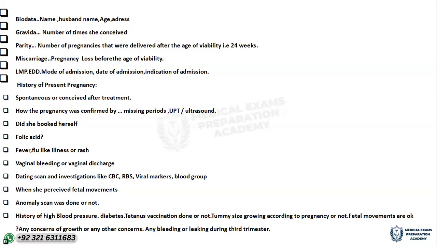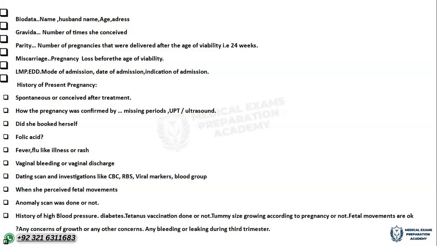She perceived fetal movement for the first time by the end of the 5th month of pregnancy. And her anomaly scan was done at 20 weeks and it was normal. There is no history of high blood pressure or diabetes, and tetanus vaccination was done during the 6th and 7th month of pregnancy. According to her, the tummy size is growing according to the pregnancy. And by now, fetal movements are okay. And there are no concerns of growth or any other concern. And there is no history of vaginal bleeding or vaginal discharge.